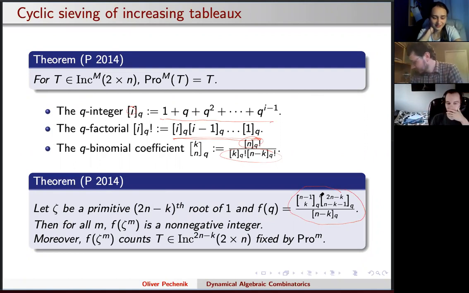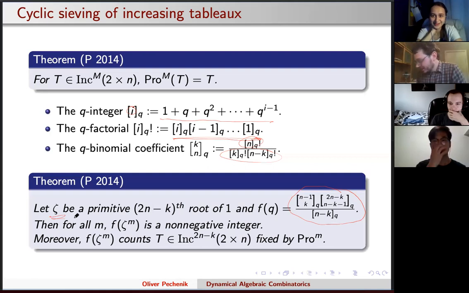What we do in generating function land is we have q, a dummy variable. You're not supposed to evaluate that stuff. If you evaluate it at 1, you're just counting the set, but you're not supposed to evaluate your generating functions, but we're going to do that anyway. You don't have to understand any of this. Let me take some complex number that is a root of 1, so that if I multiply it by itself 2n minus k times, I get 1.